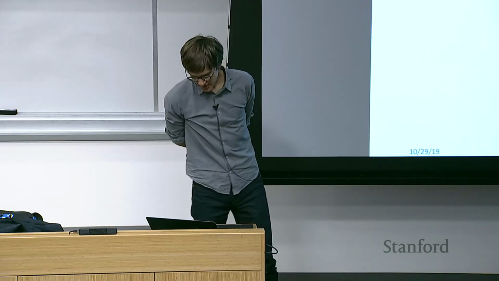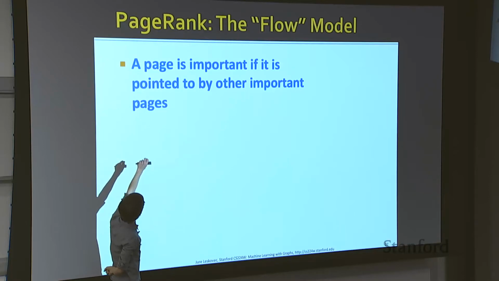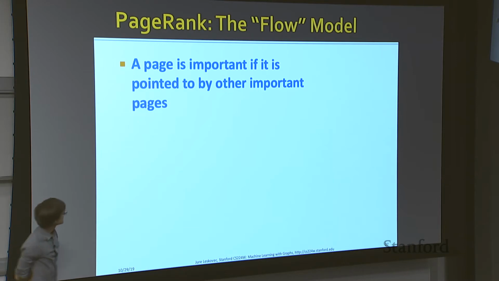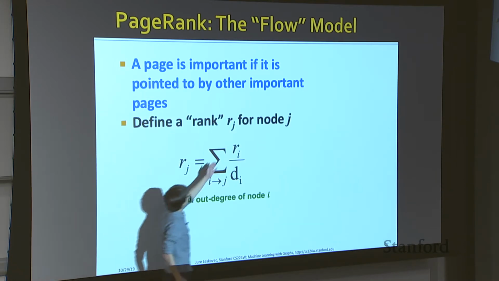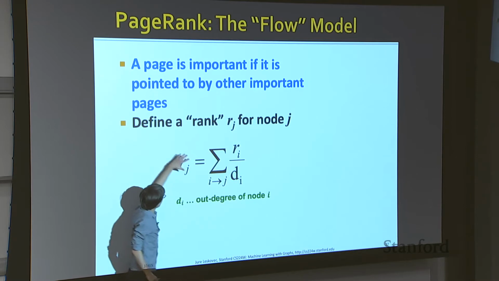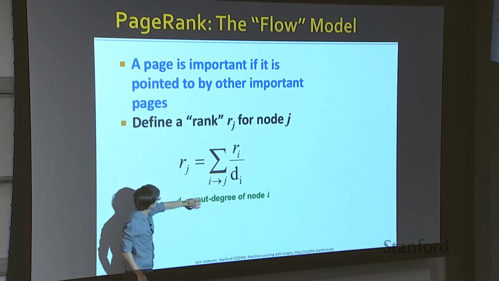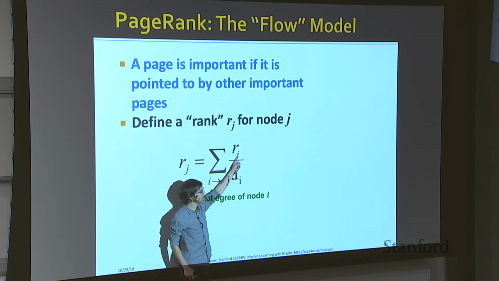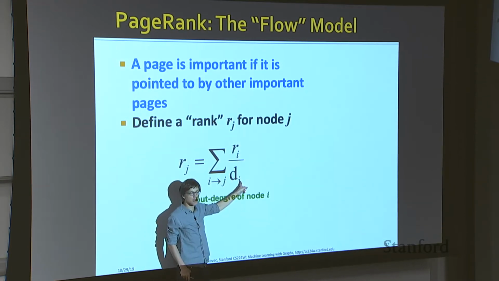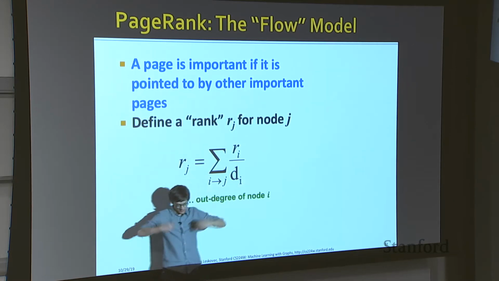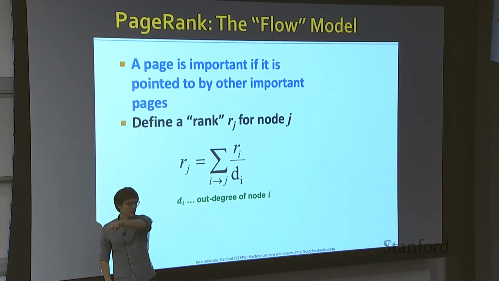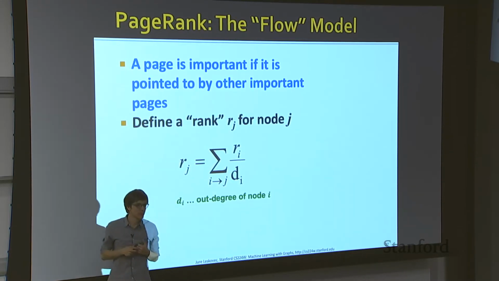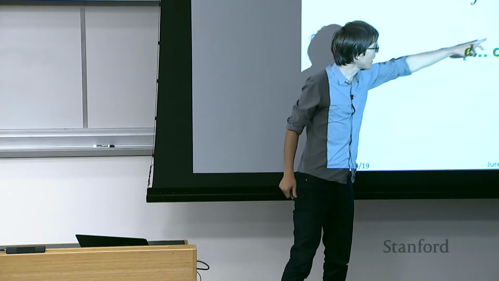So basically we say a page is important if it's pointed to by other important pages. So the way we can define the rank of a given page j is a sum over all the nodes i that point to me. I take their importance divided by their out degree and sum it together. I see who links to me, I ask them how important they are and how big their out degree is, I divide, and sum it up. That's my own importance, where d_i is the out degree of node i.